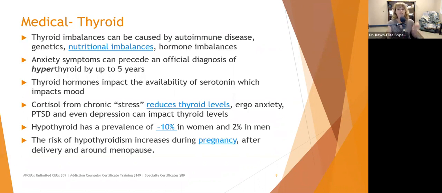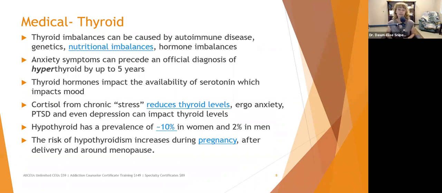Cortisol from chronic stress reduces thyroid levels. So if you have chronic stress, it's going to reduce your thyroid levels. If your thyroid levels are low, then it's going to reduce your serotonin levels, which can contribute to depression and anxiety. The other side of that is generalized anxiety disorder can be a source of chronic stress. So you see how we're in this unfortunate loop where the stress causes reductions in thyroid, which increases the stress, which causes a reduction in thyroid levels.